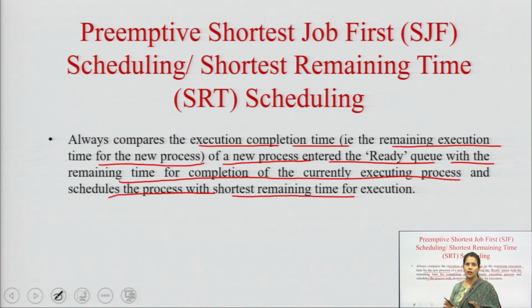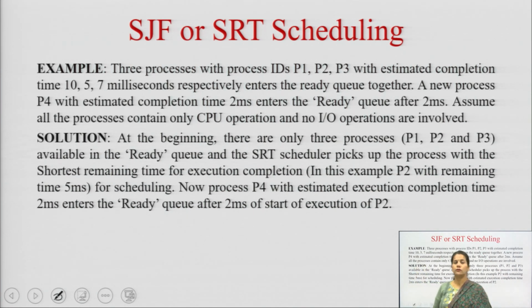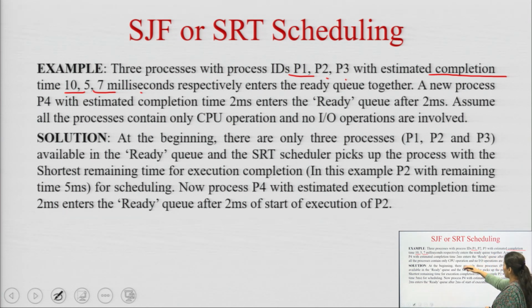So, this is a very easy scheduling algorithm. Now, we will move further with an example of this scheduling mechanism. Suppose there are 3 processes with the process IDs P1, P2 and P3 with estimated completion time of 10, 5 and 7 milliseconds respectively. So, this is the situation. Now, they enter the ready queue together.